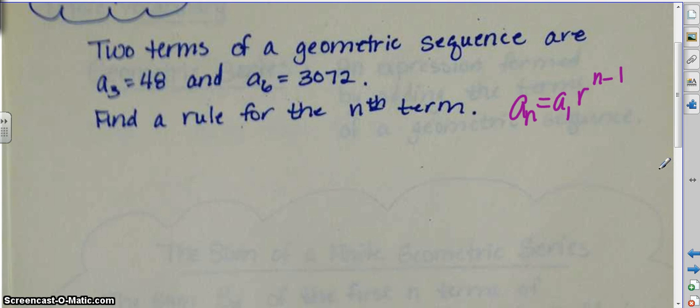In this problem, I don't know what a sub 1 is equal to. I also don't know what r is equal to. So I need to find both of these before I can write the formula. I'm going to find the common ratio first.